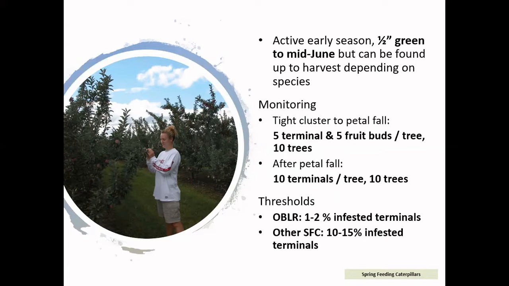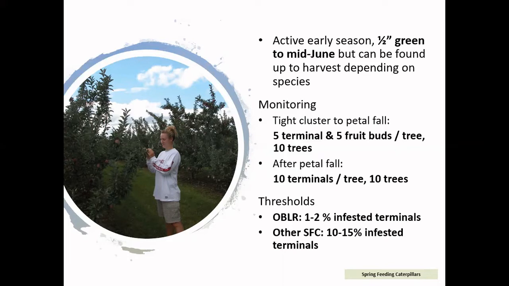Prior to petal fall, before fruit has started to set, it's ideal to look at 5 terminals and 5 fruit buds per tree, ideally 10 trees within a block. I usually consider a block to be about a 4-acre, 4-hectare area. After petal fall, though, monitoring can focus specifically on terminals, looking at 10 terminals per tree on those 10 trees throughout the orchard. Now, in terms of thresholds for spring feeding caterpillars, it depends on the species.